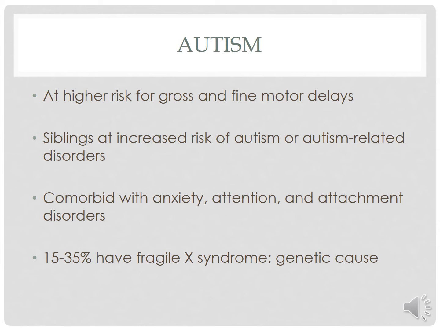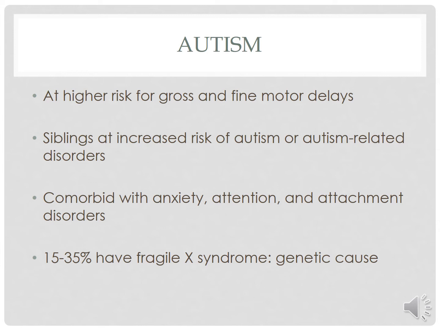Siblings are at an increased risk of autism or autism-related disorders. Autism-related disorders are things like sensory processing delays, gross motor delays, fine motor delays, speech-language delays, things like that are parts of autism. Siblings are at higher risk, which again is that genetic factor, and we're not sure where that comes from, but we do know that it runs in families.